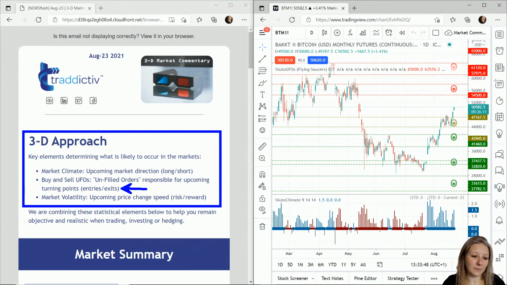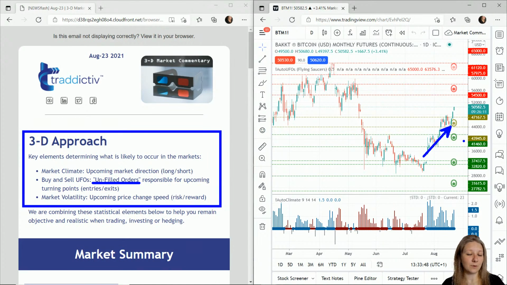Then we want to know, if we're going to buy, where are we going to buy? And if we're going to sell, where are we going to sell? That's where UFOs come in. UFO stands for unfilled orders. And essentially, again, it's an app, it's a piece of technology that shows us where we should be buying and selling. We have green UFOs with relevant price numbers on the side or price values on the side. That tells us where buyers are.